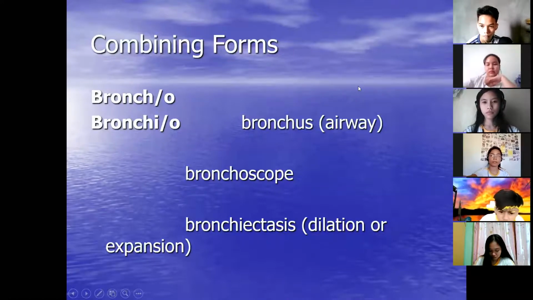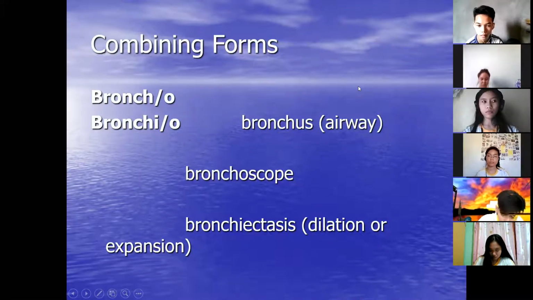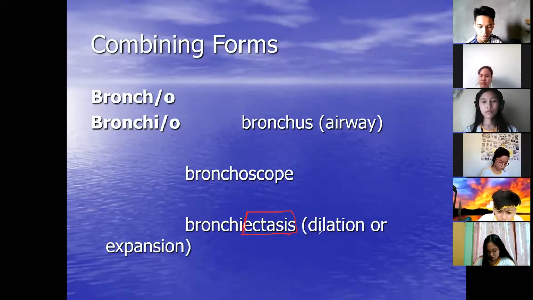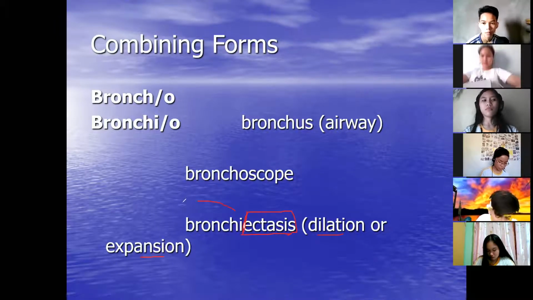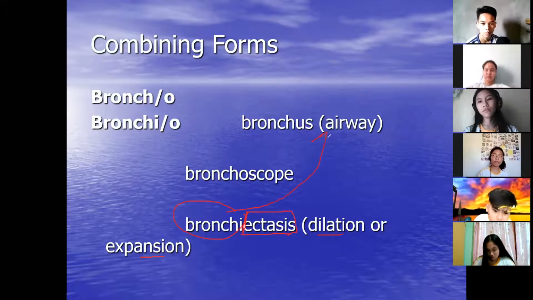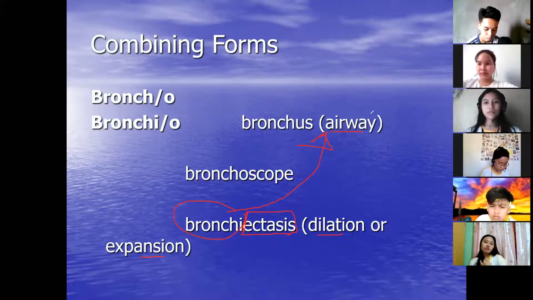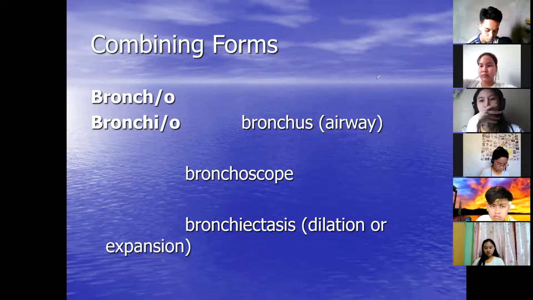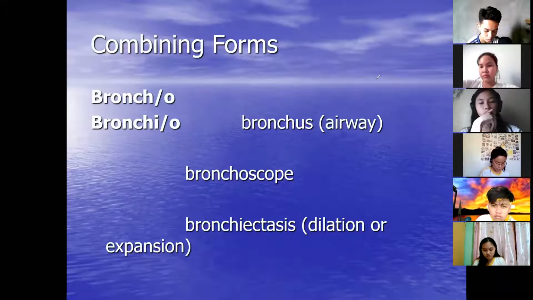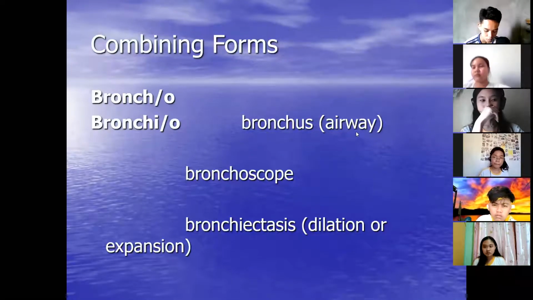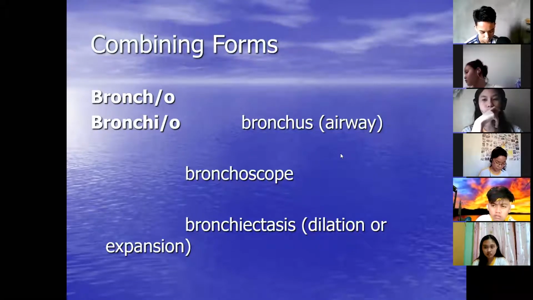Ectasis means dilation or expansion. Bronchi refers to your airways. So therefore, bronchiectasis means the dilation of your airways, or the passage of your air. So these are some terminologies that perhaps will be helpful in the discussion of human anatomy.